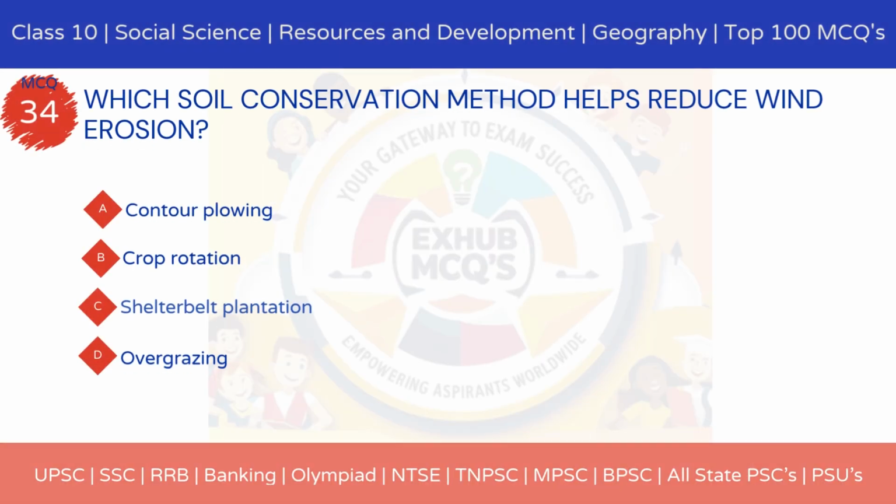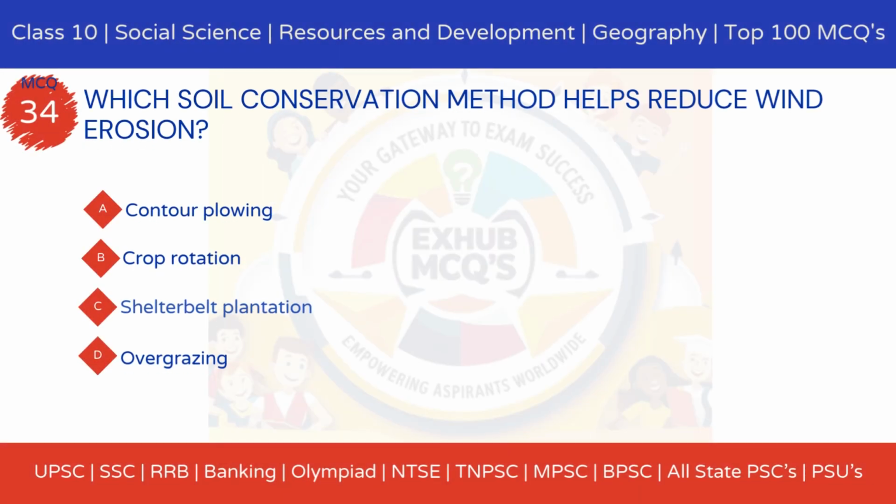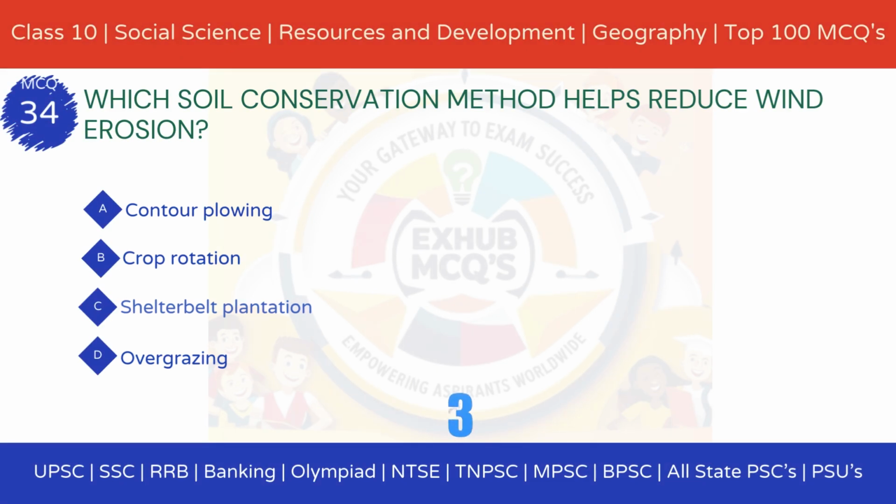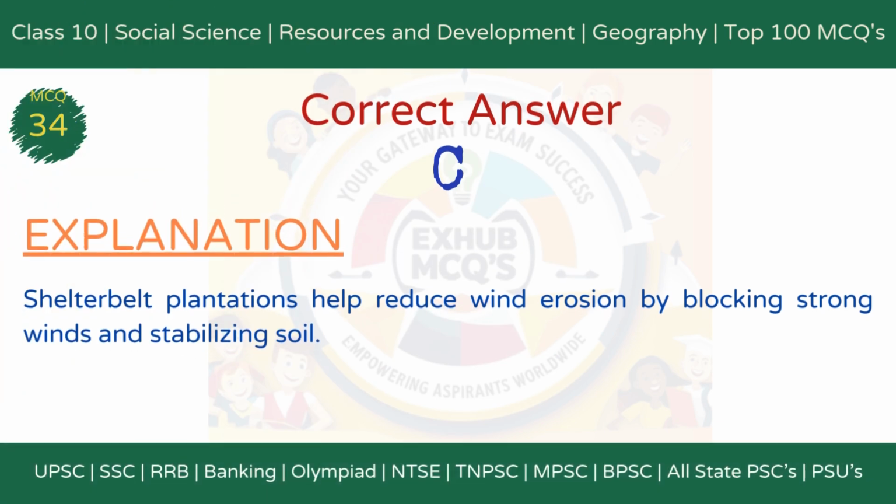MCQ34. Which soil conservation method helps reduce wind erosion? Option A, contour plowing. Option B, crop rotation. Option C, shelter belt plantation. Option D, overgrazing. The correct answer is option C, shelter belt plantation. Explanation: Shelter belt plantations help reduce wind erosion by blocking strong winds and stabilizing soil.